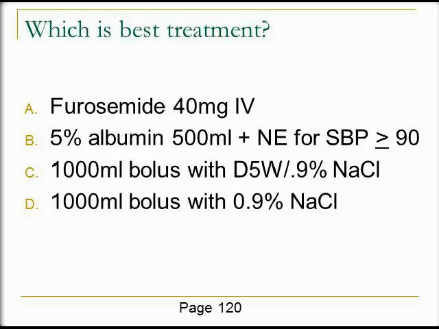So you don't have to answer yet, but I want you to think about what's the best way to treat this patient. Should we give her some furosemide? Remember, she had a very low urine output, so maybe that's the way to increase her urine output. Should we give her 5% albumin, 500 mils, in addition to norepinephrine, and titrated to a systolic blood pressure of 90 or higher? Should we give her a 1,000 ml bolus of D5 normal saline? Should we give her a 1,000 ml bolus of normal saline?